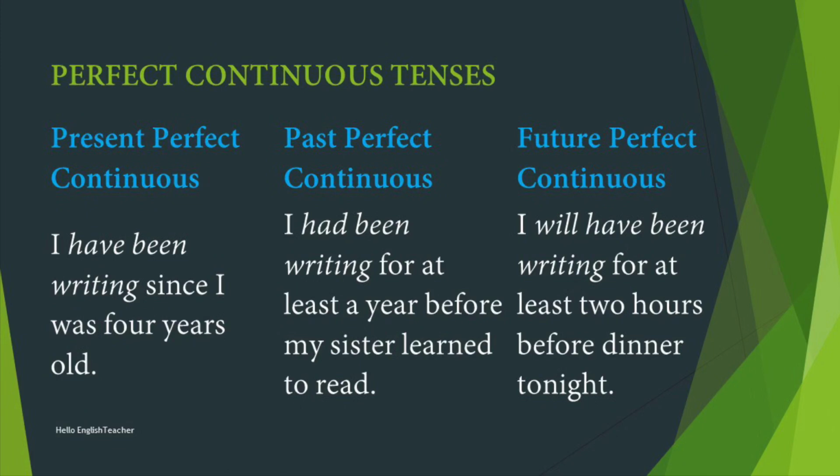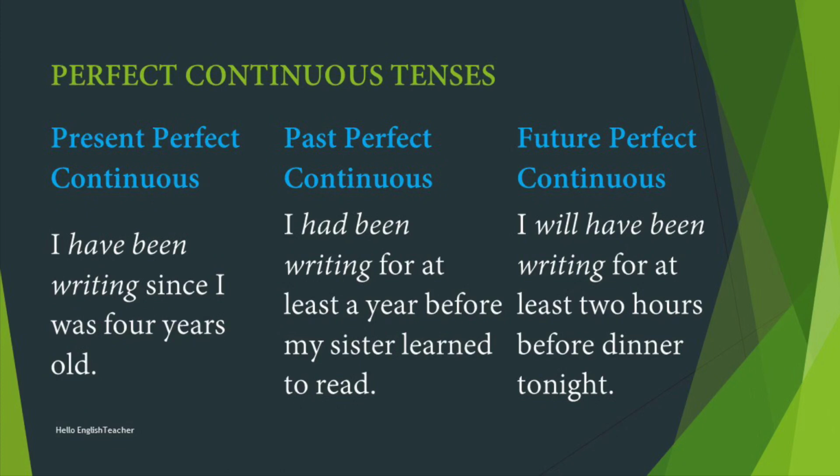For example, you had been waiting there for 2 hours when she finally arrived. So, you can see that there are two actions, one is waiting and the second one is arrival. So, had been waiting is the past perfect continuous form, and this happened, and after that what happened? She arrived. So, some action that had been taking place until some other action stopped it. Okay. So, that is the past perfect continuous form.